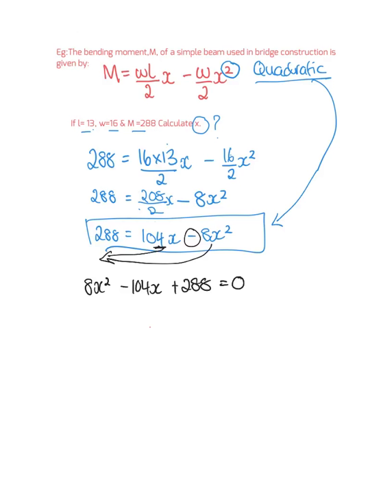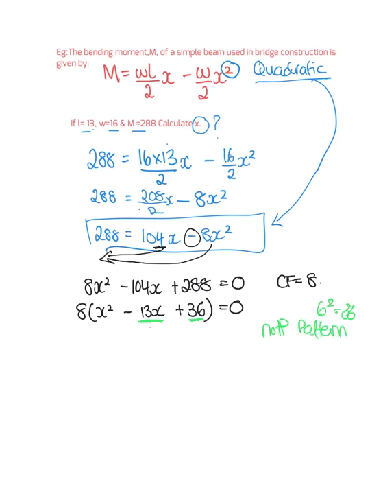Let's go through our factorizing. We'd find a common factor. A common factor in this is 8. If I take 8 out, I'm left with x squared minus 13x plus 36 equals 0. Are there any patterns? That is a squared number, 6 squared is 36. But is this 2 times 6 in here? No. So it's not a pattern. So I'm going to use the cross method.